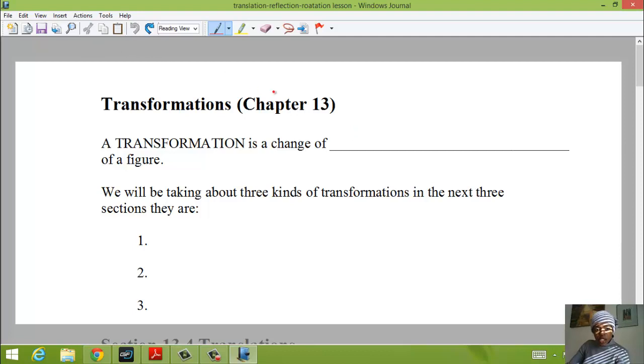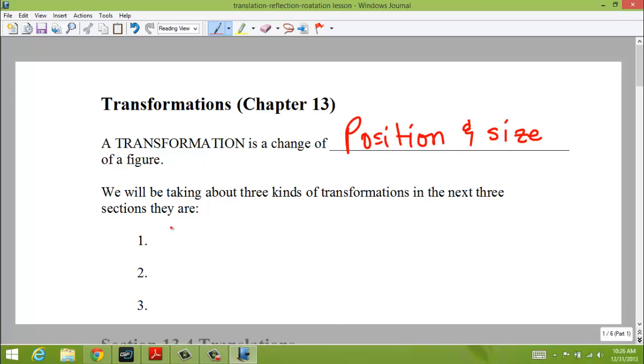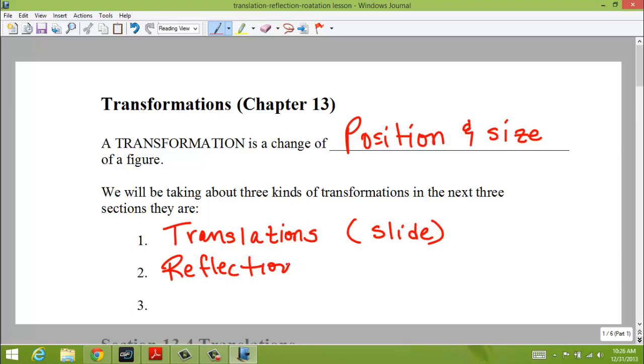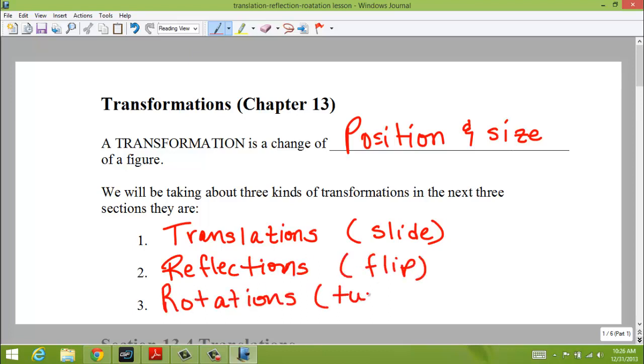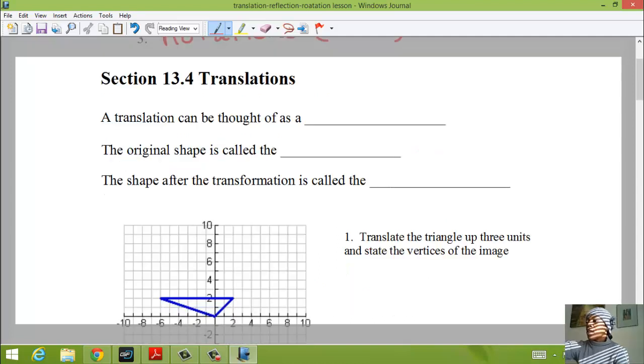A transformation is a change of position of a figure as well as size. We will be talking about three kinds of transformations in the next three sections. So today we're mainly going to be talking about translations.